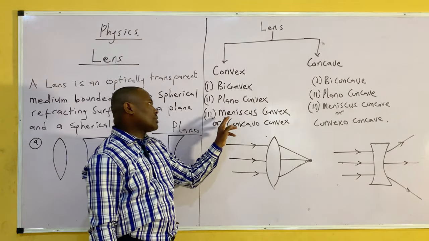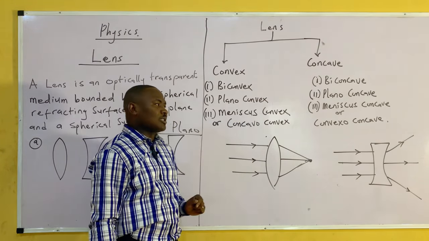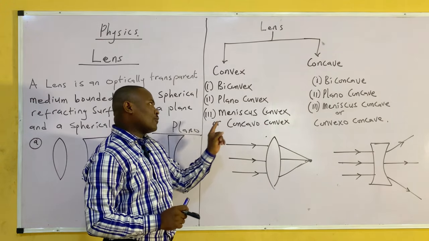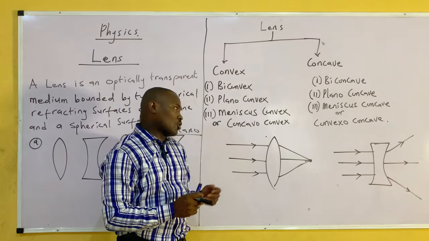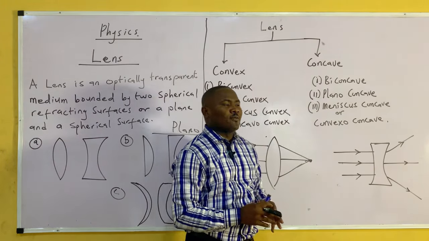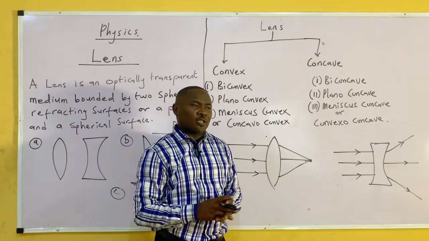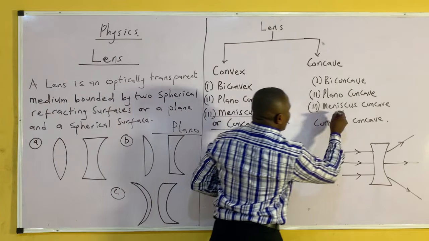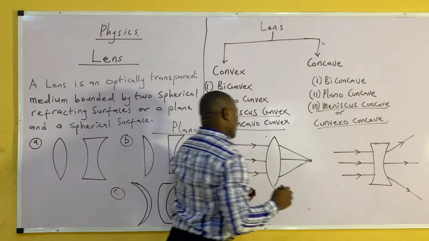Now take note, what's another name for a meniscus convex lens? It is also called concavo convex, while another name for a meniscus concave lens is also called convexo concave. Take note of this. This is very important. It's an exam question.